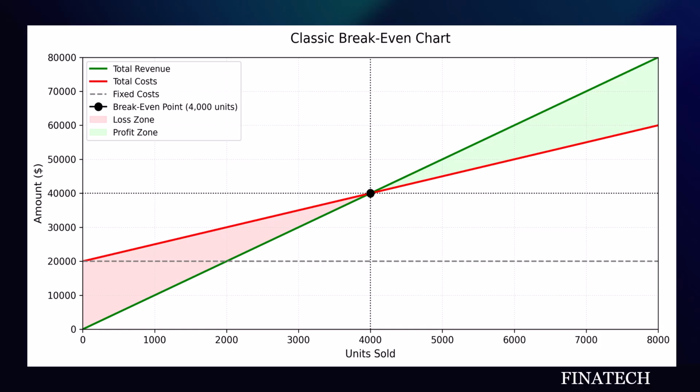Loss zone and profit zone. You see, if you have a higher number of units sold, you have a greater increase in your revenue. But if you have a lower number of units sold, you have a higher cost. That means you have a deficit in your sales.